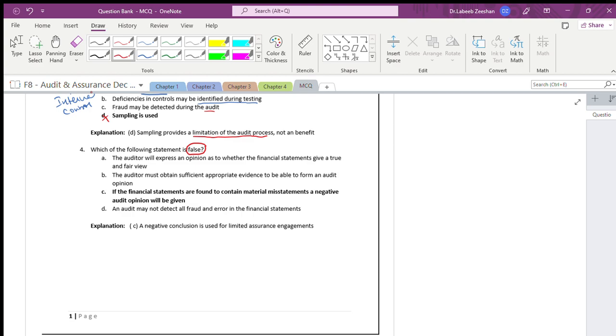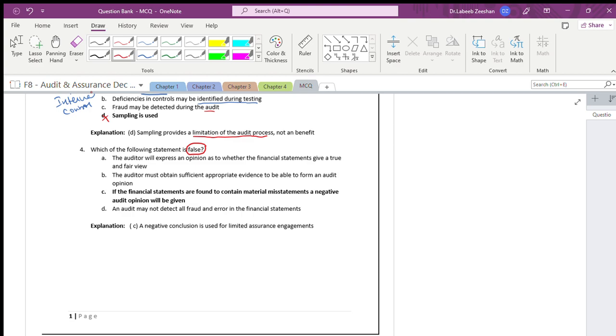See, multiple choice questions, every question you have to read. Every option you have to read. That's very important. In some cases you will see that yes, option B is right, because your understanding says option B is right. But you should not stop at option B only. You have to read option C.